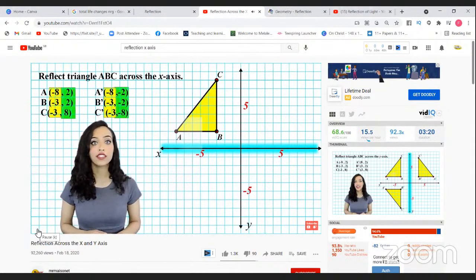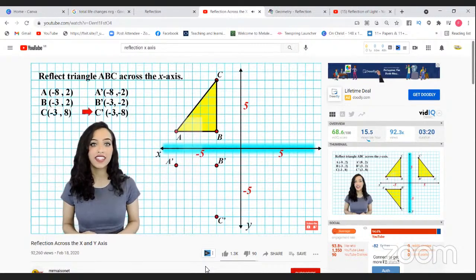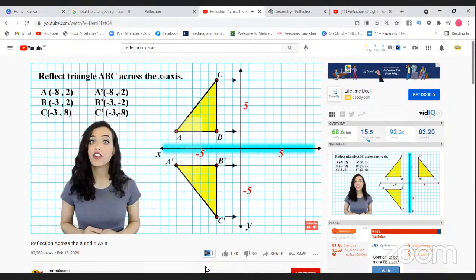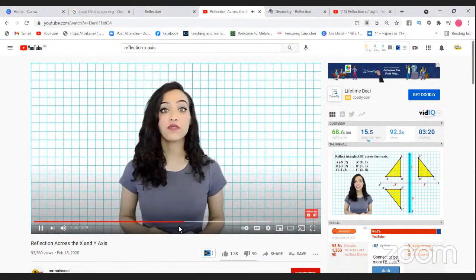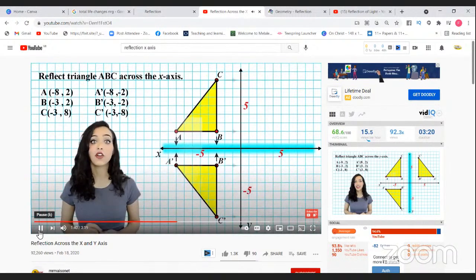Now that we have our new coordinates, let's go ahead and plot them. Point A is located at -8, -2. Point B is located at -3, -2. And point C is located at -3, -8. Now that we have plotted our points, we can now see where our object will be reflected to. Notice how our x values stayed exactly the same and our y values are opposite values.